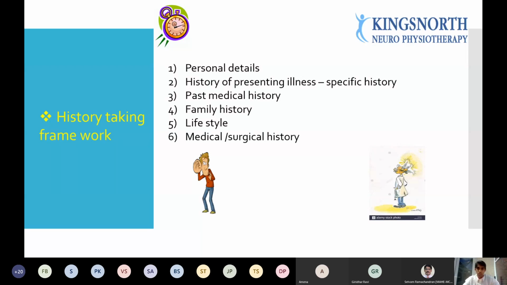So this is just checking the personal details. I will explain it to you in the later slides. So initially we check the personal details, history of presenting illness, and then we go to the past medical history, family history, we take down their lifestyle, and medical and surgical history. So these are six subheadings. Then you can play around with these as you would like.